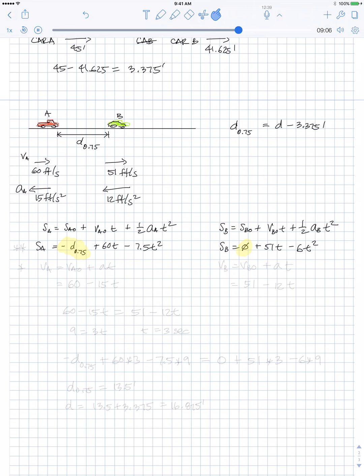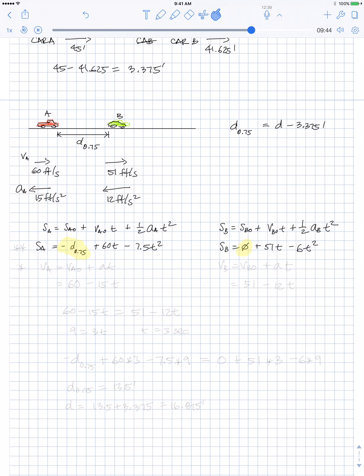So when these two cars hit, they will be at the same position. However, we have two unknowns, this distance, D 0.75, and the time when they hit. So we need one more equation. So in the worst case scenario, what's happening is car A is coming up on car B. Just before they hit, they're going at the same speed, and then car A starts to back away from car B, if you can picture that.